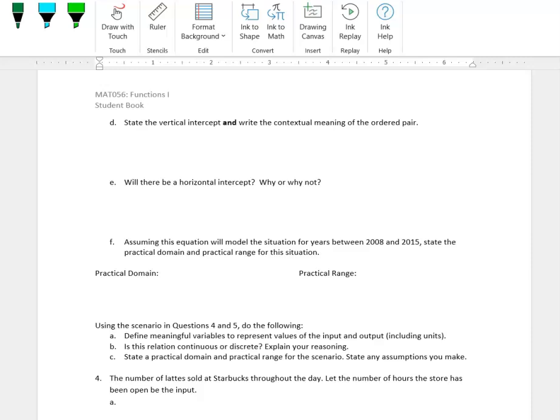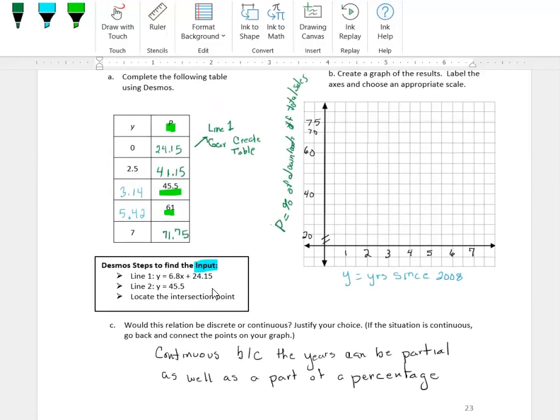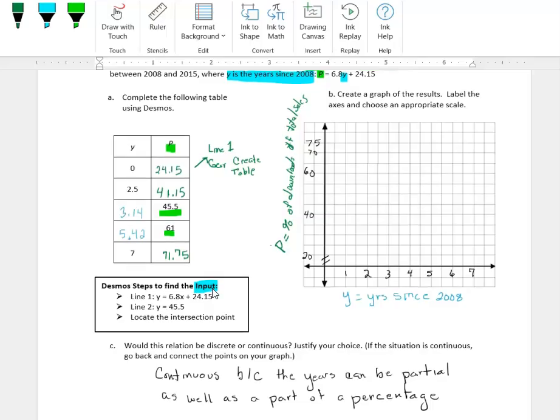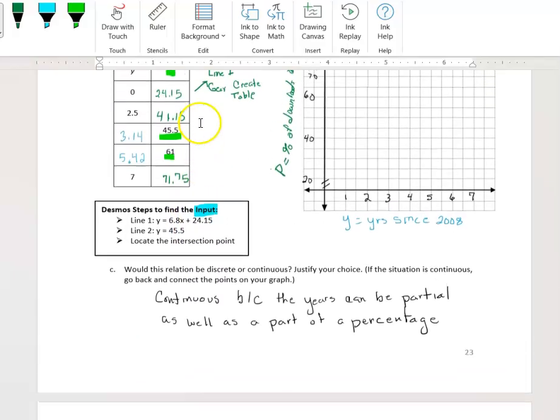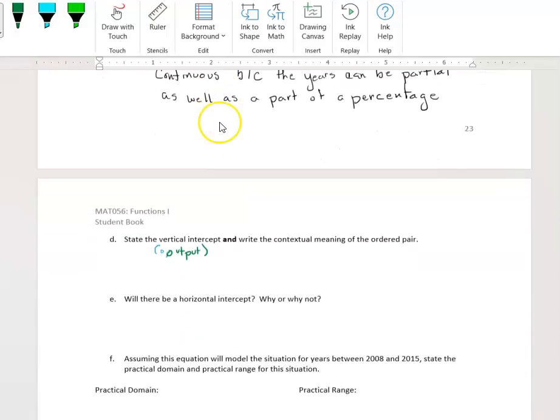Okay, let's finish looking at parts D, E, and F for the situation about our percentage of total music sales. So in part D, we want to know the vertical intercept. If you recall, the vertical intercept is something of the order pair (0, some output value). And when we look at our table, we see that our table has the order pair (0, 24.15).